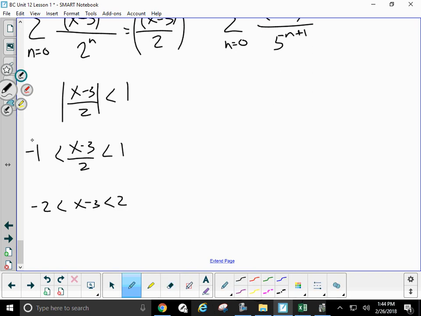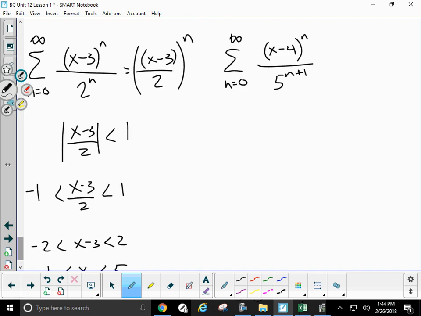All right, so just getting rid of the absolute value, solving this, adding 3 to both sides. We see x has to be between 5 and 1. Okay. The next one, we would rewrite x minus 4 to the n. This is 5 to the n times 5. So that's x minus 4 over 5 to the n times 1/5.